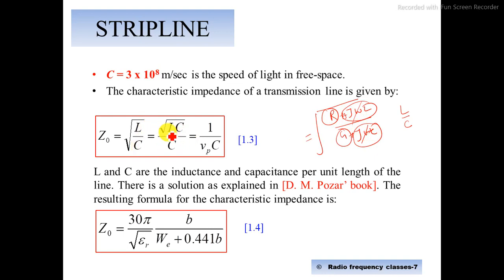Now I can write this as under root L by C divided by C. This C is the speed of light and this is the capacitance. Now under root L by C can be written as 1 by Vp, so 1 by Vp into C.